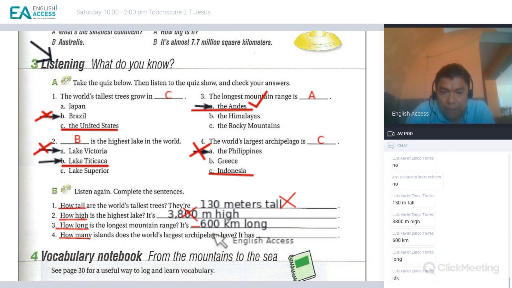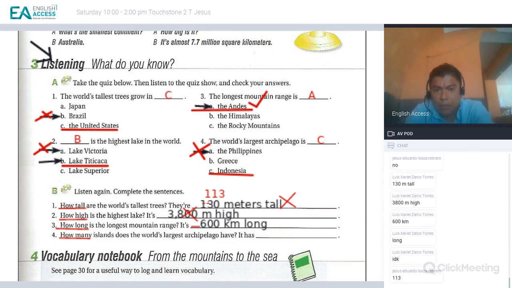All right, guys, we're about to finish. So number 1, how tall are the world's tallest trees? They are 100 and what? 113 meters tall. Okay? 113. Number 2, how high is the highest lake?